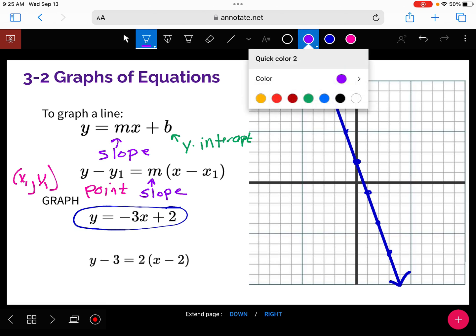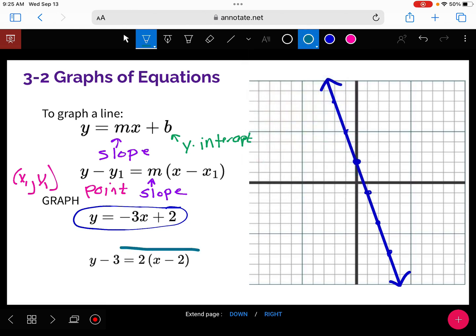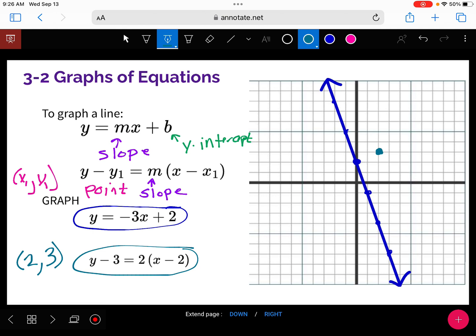All right, we're going to graph this other line as well. When we have our point slope form, we're going to pull the point out of it. The x value of the point is 2. The y value of the point is 3. And our slope is positive 2. So we start at that point, 2, 3, which is this point up here. And then we use our slope of 2.